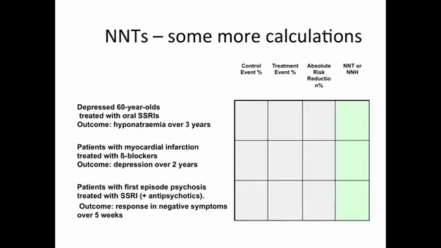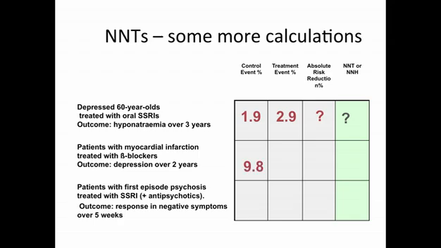Some more calculations here. So I've shown 3 scenarios. In the first scenario, a group of depressed 60-year-olds were treated with oral SSRIs rather than placebo. Over 3 years, 2.9% of the SSRI group developed hyponatremia, while 1.9% of the placebo group experienced this event. What is the absolute risk reduction and what's the NNT or NNH?